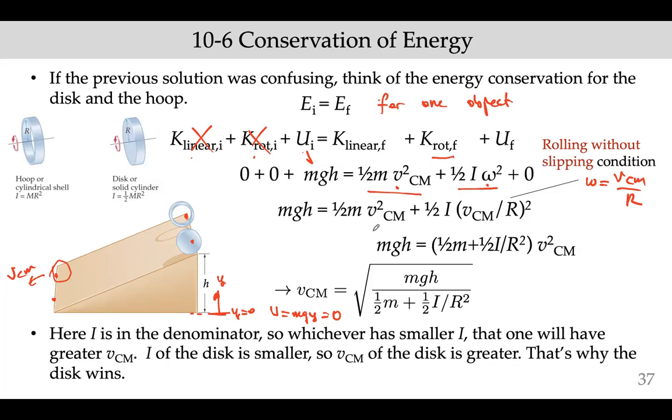So now here I can rewrite this term. The left-hand side is the same. This term I can write as 1/2 m and 1/2 I r squared together, and then I write the common term outside the parentheses. Now, if you want to solve for VCM, you have to take this part, put it in the denominator, and take the square root of the whole thing, which you end up with this one. So this is VCM.